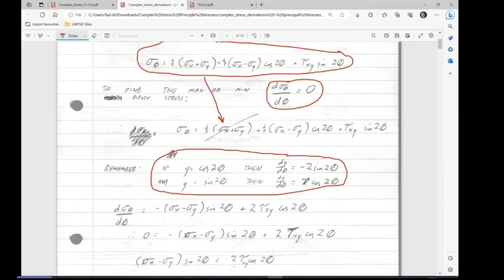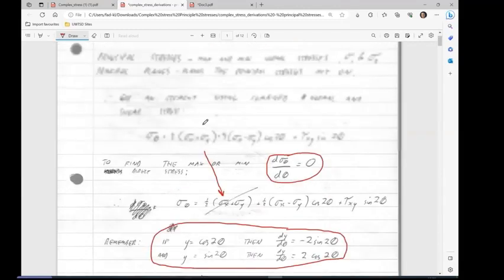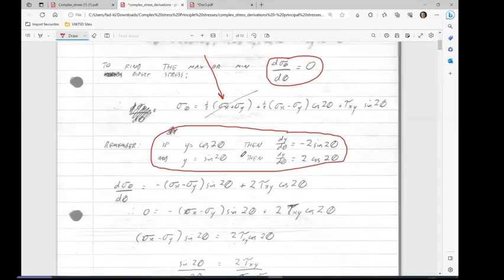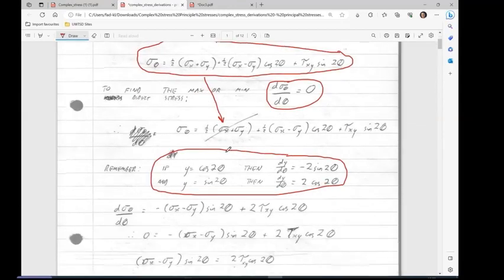So we end up with 2 cos 2 theta. Okay, so if we were to take this equation here and differentiate it with respect to theta, we would end up with this. So this first term, you can see that's disappeared. And so now instead of having 3 terms, we've just got 2 terms.